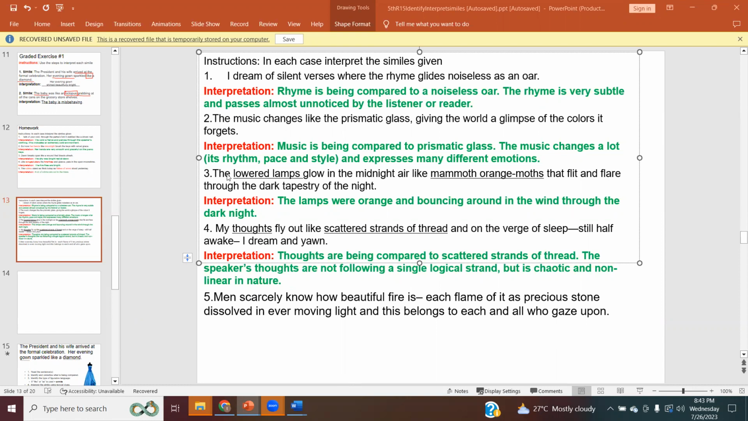All right, so it's saying that fire is being compared to beautiful precious stone. So what is the interpretation now? Fire is dangerous. No, precious stone. Say it again. It's delicate and bright. Lovely. I could accept that.